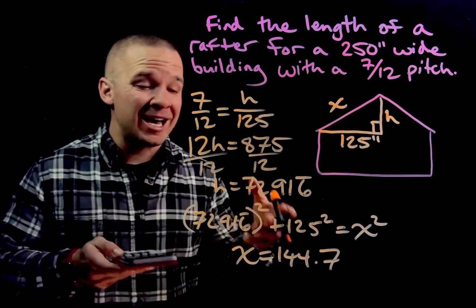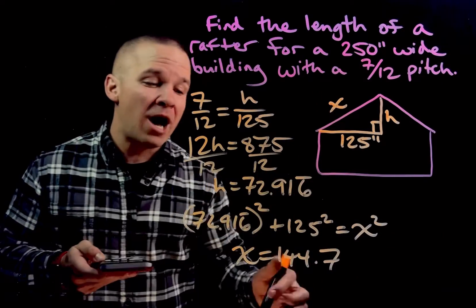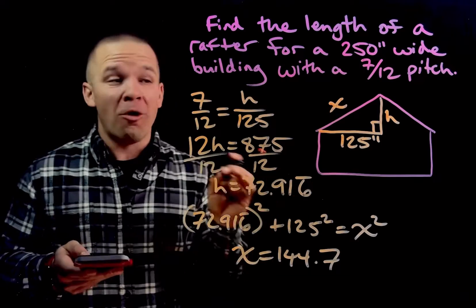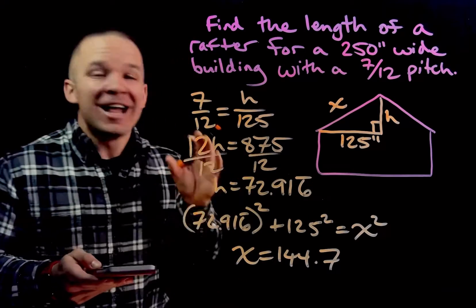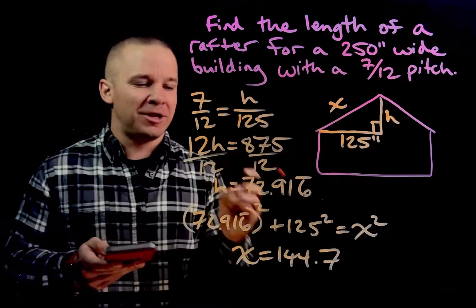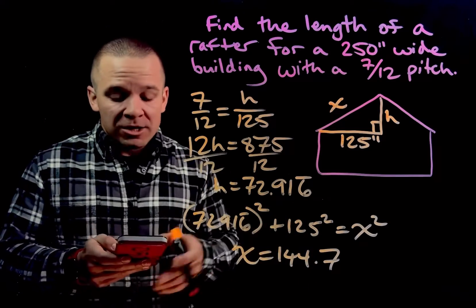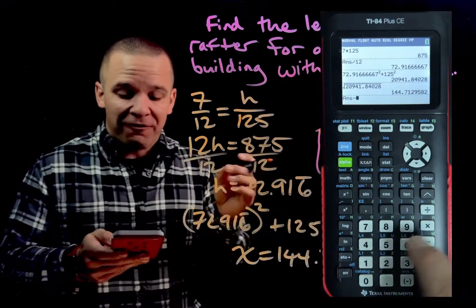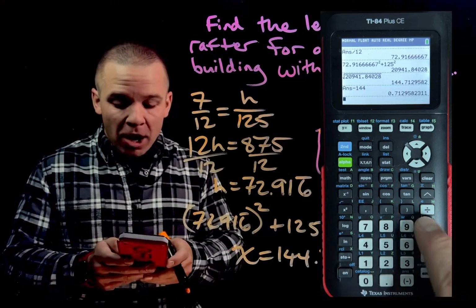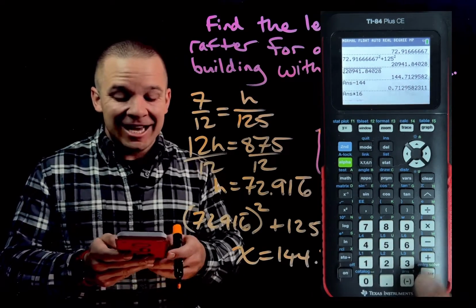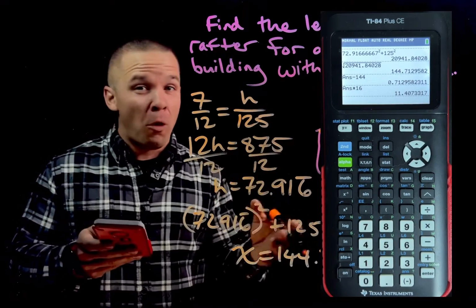Now that I'm at the very end of this problem, I can round. We can say 144.7, or my personal fave here, let's convert this to a tape measure length, because I'm going to be using a tape measure with this, right? So I'm going to take that 0.7129582, and I'm going to multiply that guy by 16. So I'm going to get 11.4 sixteenths.